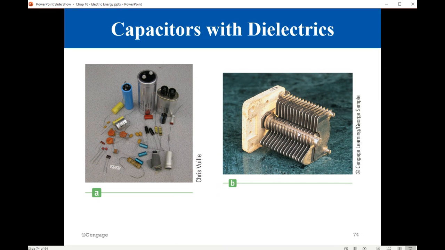This is a variable capacitor used in communication equipment. You have two sets of plates. This is fixed. This is movable. When you rotate this knob, eventually you are increasing or decreasing the effective area between the set of plates, the movable and the fixed plates. So we vary the capacitance by varying the effective area between the two sets of plates.